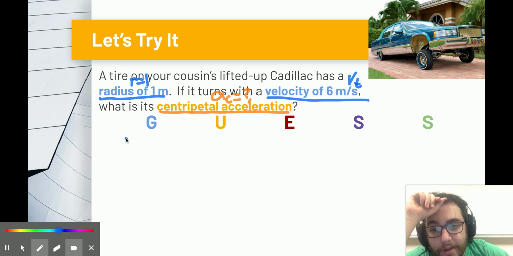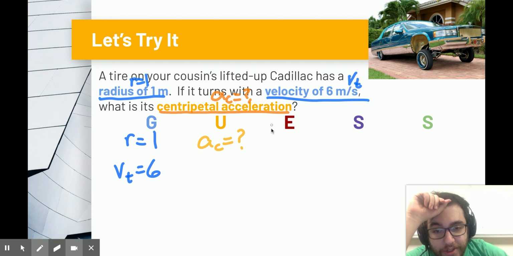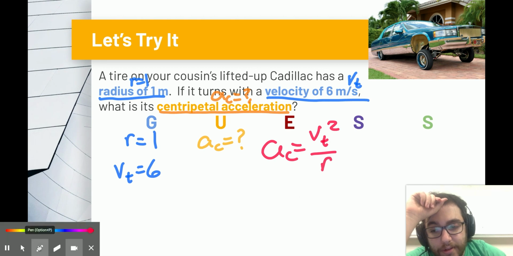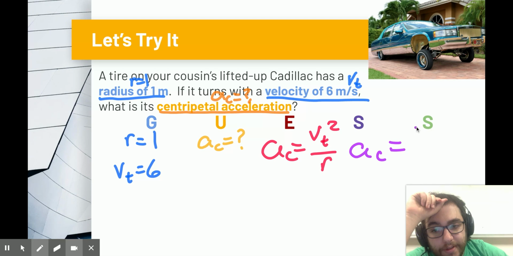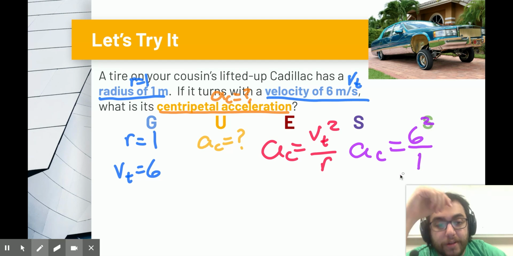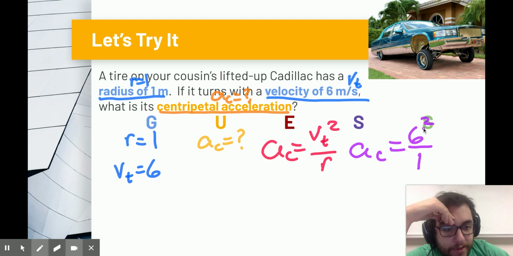Okay. R is equal to 1. Vt is equal to 6. Acceleration is our unknown. Our equation for anything that has these three values is ac is equal to vt squared divided by r. And now all we gotta do is plug it in, and we'll get ac is equal to 6 squared over 1, which we can even check the units.